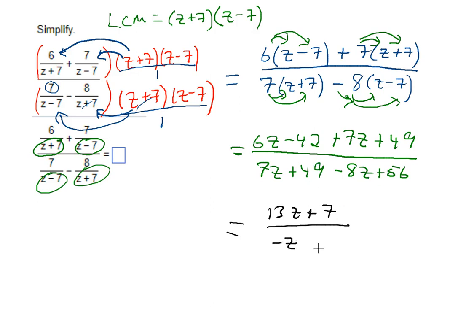And then 49 plus 56, I don't have a calculator handy. That's going to be, well, 50, and that's going to be 105? I think it's going to be 105. Hope I'm not wrong on that. All right, and since neither one of those factor, nothing can be reduced. So that will be my final answer.